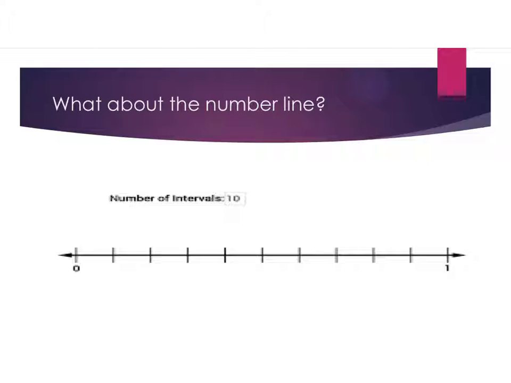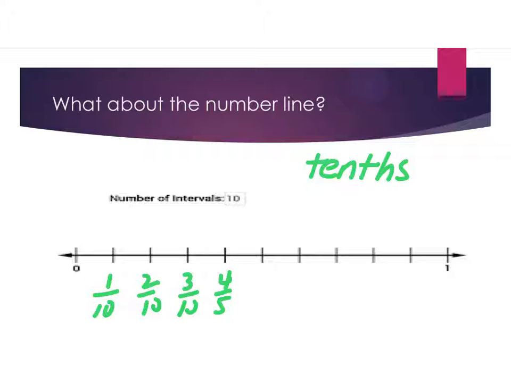What about the number line? A lot of you were having problems with the number line, and so the number line has to do with tenths. This particular one is broken down into tenths, and so there's a couple ways of writing those tenths. You can write them as fractions. Here's 1/10, here's 2/10, 3/10, 4/10.